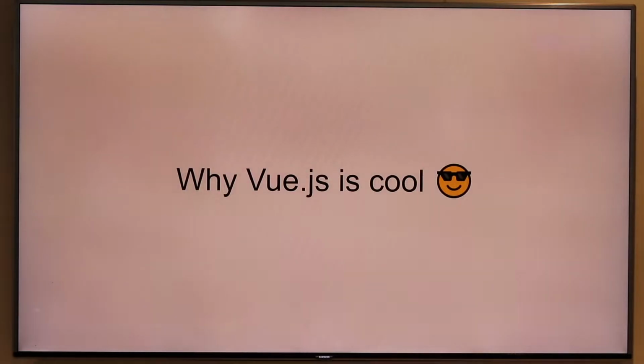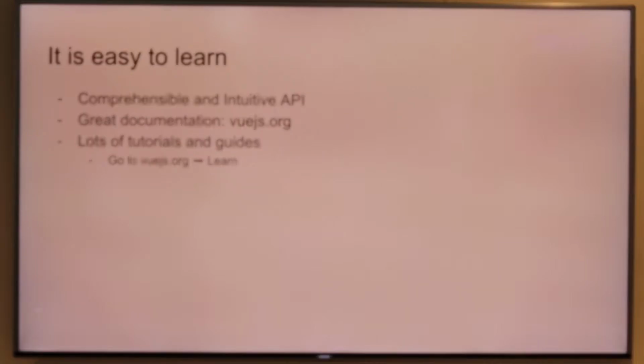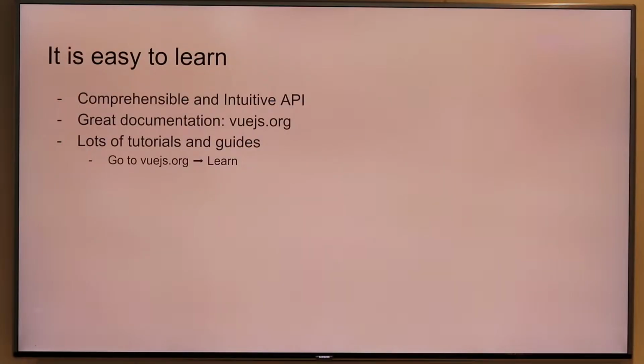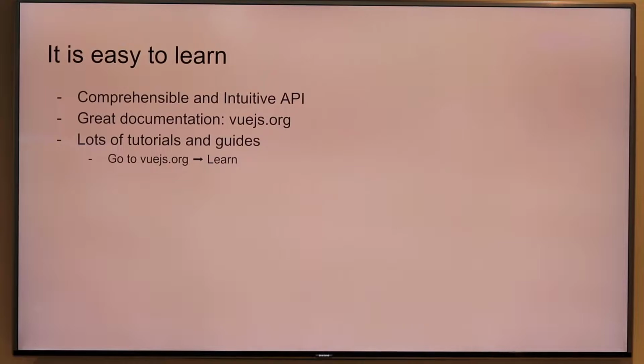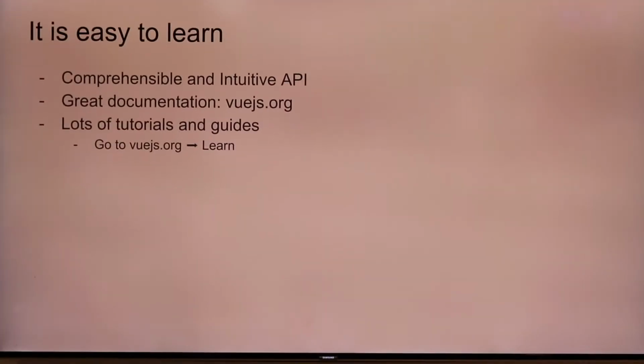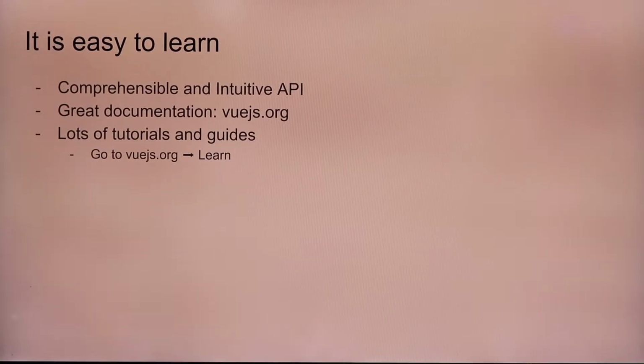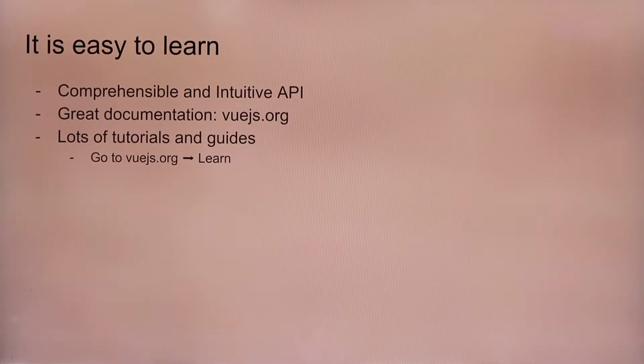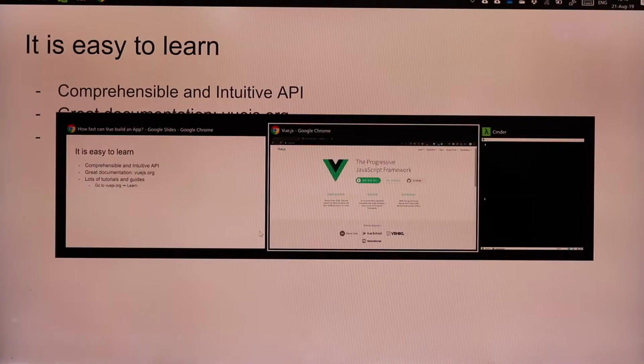So, why is Vue.js cool? First of all, one of the major selling points for me is that it's easy to learn. The API is comprehensible and very intuitive once you get the core concepts. The documentation is phenomenal. I've never seen a framework or library being that well documented, and there's lots of good tutorials and guides out there. Lots of tutorials and guides counts for a lot of frameworks, but those are actually good.